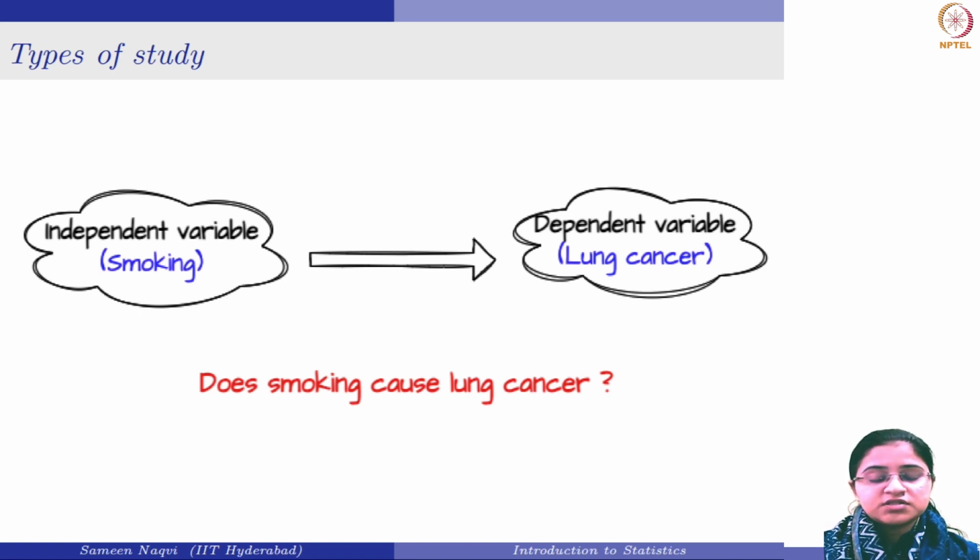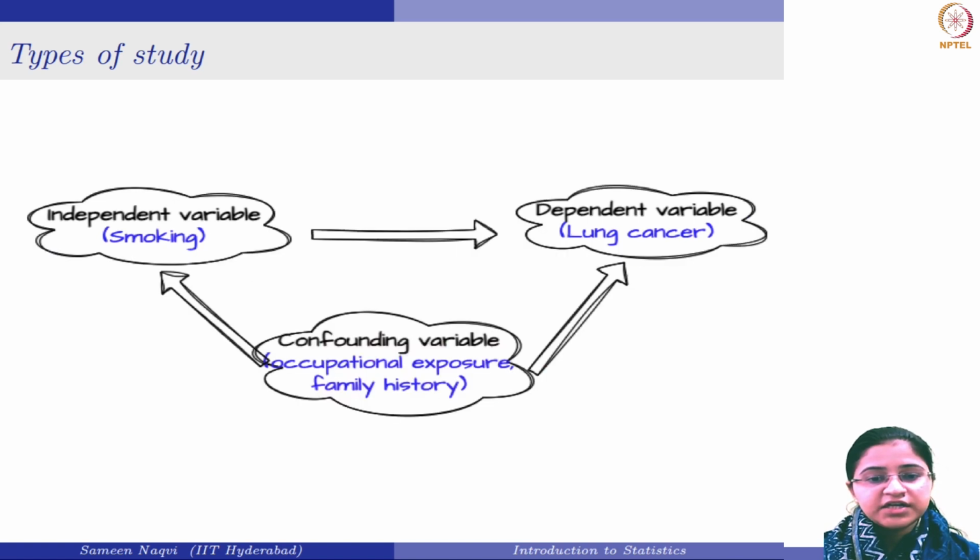The answer to this is no, because this is an observational study and you do not have any control over the independent variable. Why? Because there are certain other variables which might be present and might have played a role and affected these two independent and dependent variables, and hence made them look like there is a relationship between them.